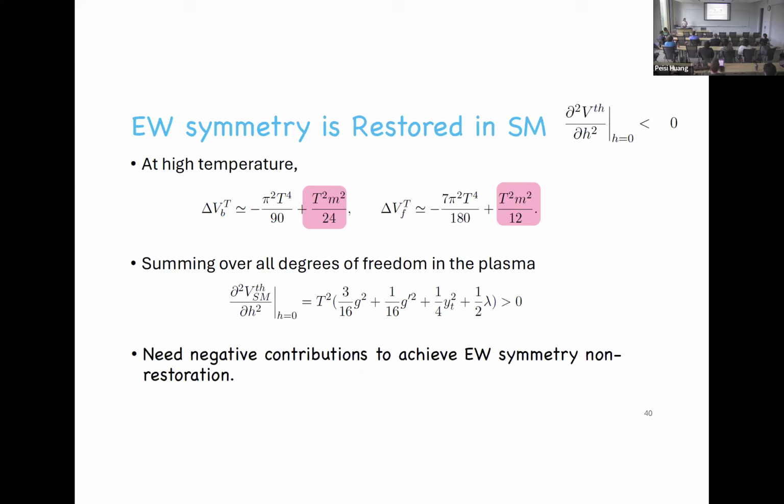So from that, it's straightforward to see that in the standard model, electroweak symmetry is restored. Here I expand the thermal corrections and keep the leading order contribution, which goes like m squared over T squared. So we can calculate the second derivative of the thermal part in the standard model. We sum over all the degrees of freedom in the plasma. Each term here is positive, so this whole thing is positive. Therefore, in the standard model, the electroweak symmetry is restored, and we need a negative contribution to achieve electroweak symmetry non-restoration.